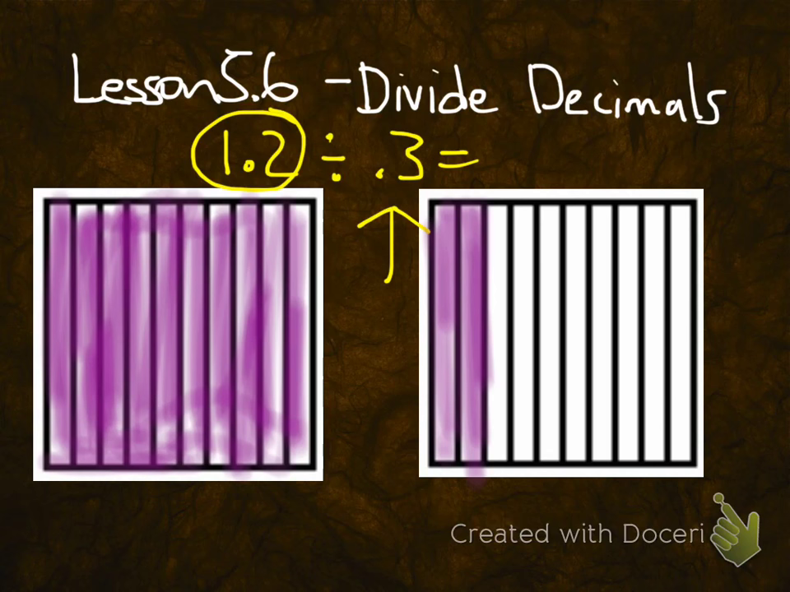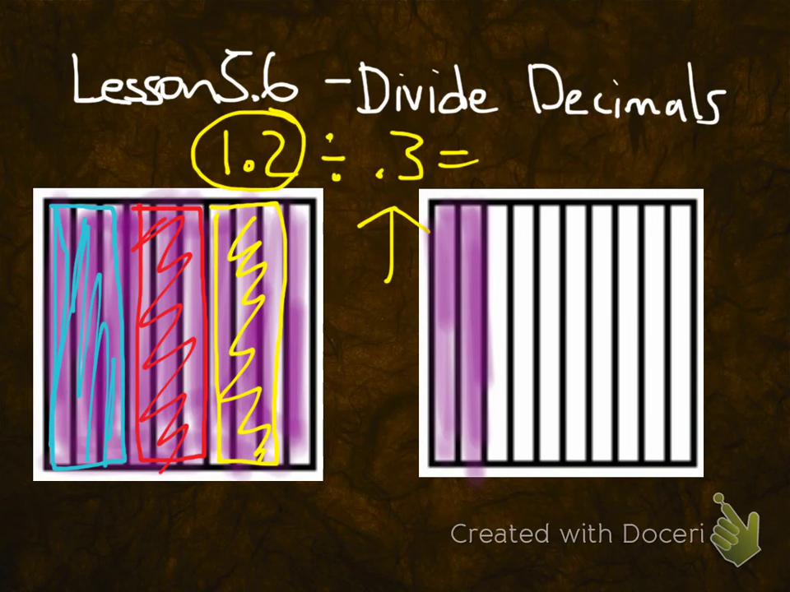Now, if I'm taking that 1 and 2/10 and dividing by 3/10, like I said, I'm trying to figure out how many groups of 3/10 there are in 1 and 2/10. Well, I could see right here from the model I have one group of 3/10. I could also see in red I have my second group of 3/10. In yellow I have my third group of 3/10. And the remaining colors that are here in purple, I could see I have my fourth group of 3/10.